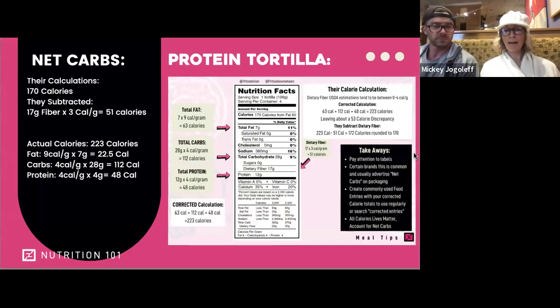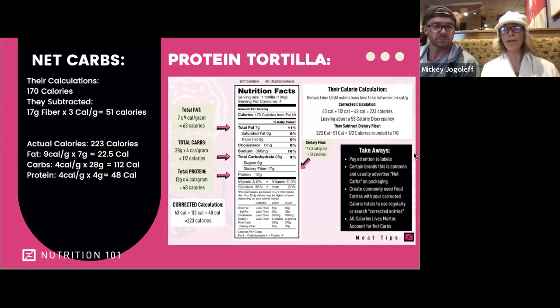So this is a Mr. Tortilla protein tortilla. They're big burrito tortillas. They're phenomenal, but their calories are wrong. On here, their calculation is 170 calories for the whole tortilla. But what they've done is subtract 51 calories from dietary fiber. If we calculate this utilizing the macros that are listed, there's 7 fat, 28 carbs, and 4 protein. When we multiply those by the 9, the 4, and the 4, we get a total of 223 calories.